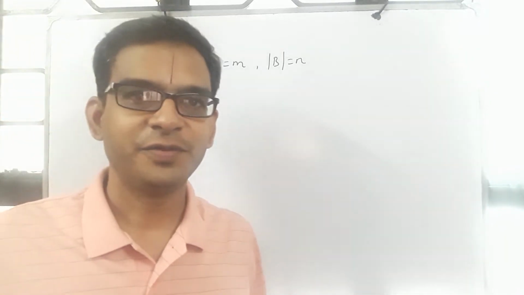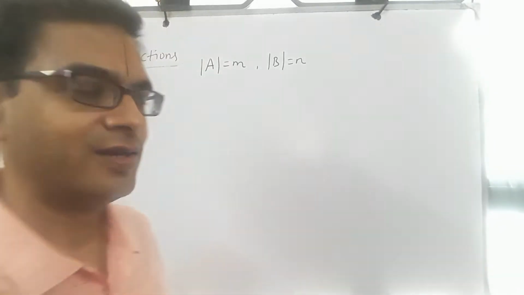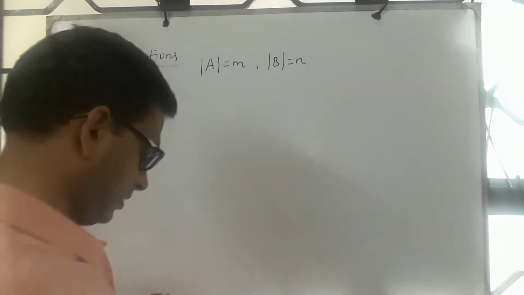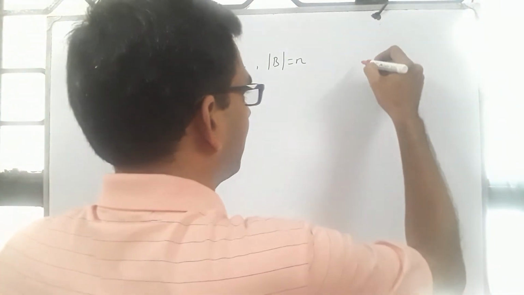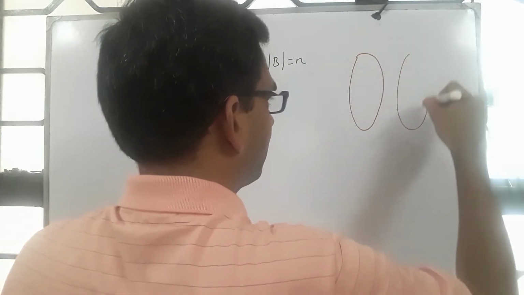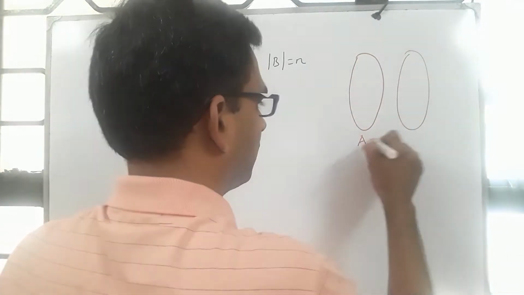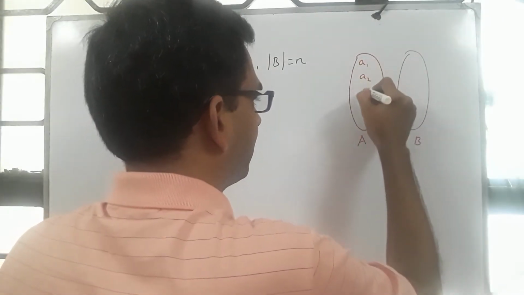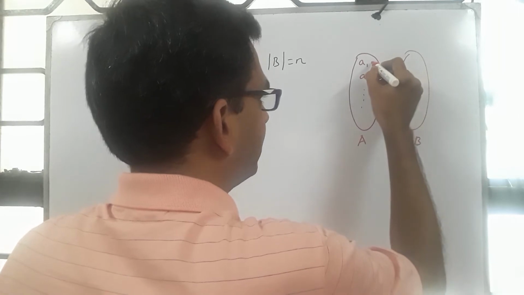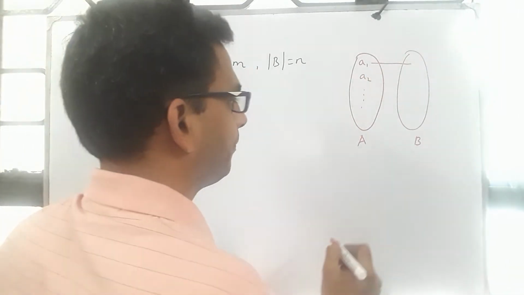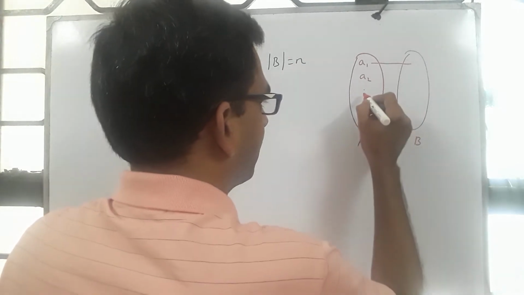We shall continue our discussion on functions. Functions are relations satisfying this property. So you have a domain and a codomain. For each element in the domain, you see that there is an image in the codomain.